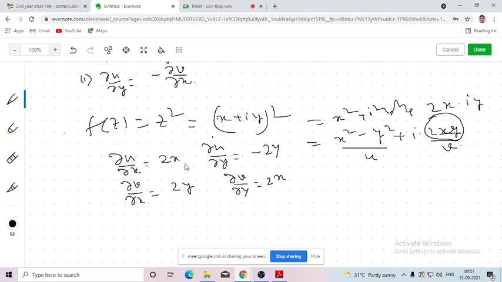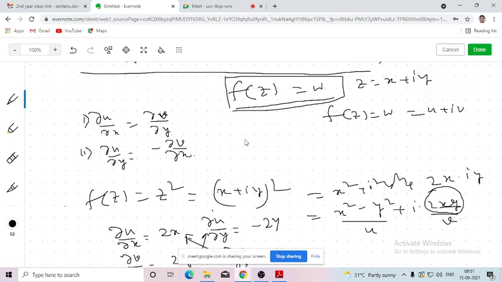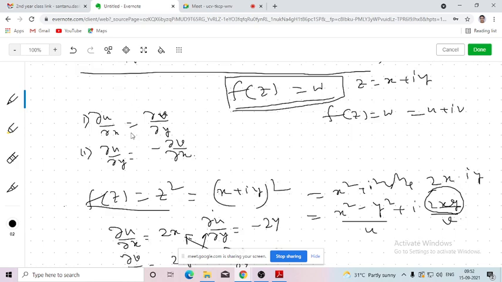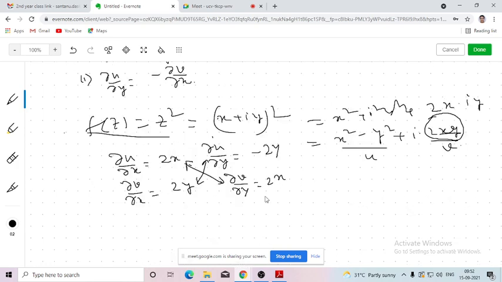Yes, here del u del x is del v del y, and del v del x is minus del u del y. So they are satisfying the Cauchy-Riemann equation. This is satisfied, so this function is said to be satisfying the Cauchy-Riemann equation. If a function doesn't satisfy these two conditions, then we say that it is not satisfying the Cauchy-Riemann equation.